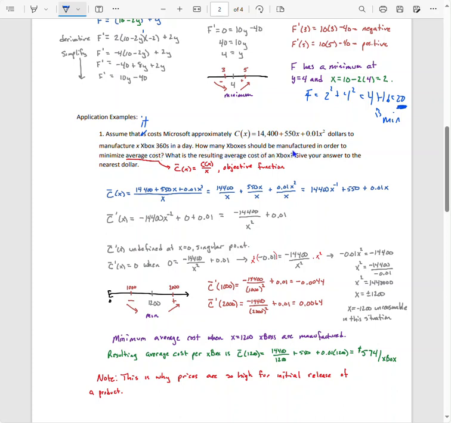How many Xboxes should be manufactured in order to minimize average cost? Average cost. Don't forget, average cost is the total cost function over x. And if I want to minimize average cost, this will be my objective function. I also want to know what is the resulting average cost of an Xbox. Give your answer to the nearest dollar. So this tells us how to answer.